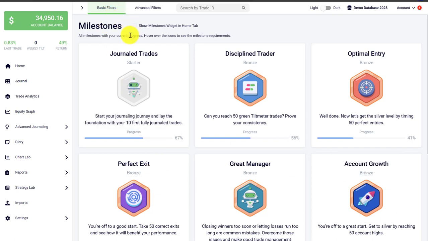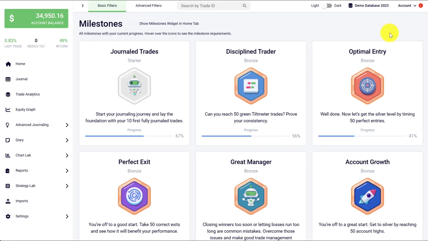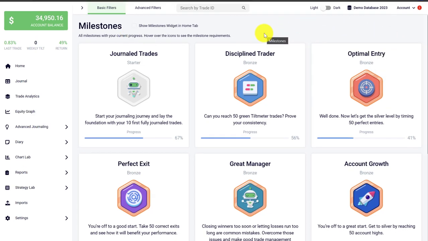milestones feature in Edgewonk. In your Edgewonk trading journal, you find the milestones when you go to the top right under account, and then the milestone point brings you to your milestones in Edgewonk. The milestones in Edgewonk are designed to gamify your journaling routine and to help you focus on the most important aspects of your trading journal and then reward you for good journaling practices.